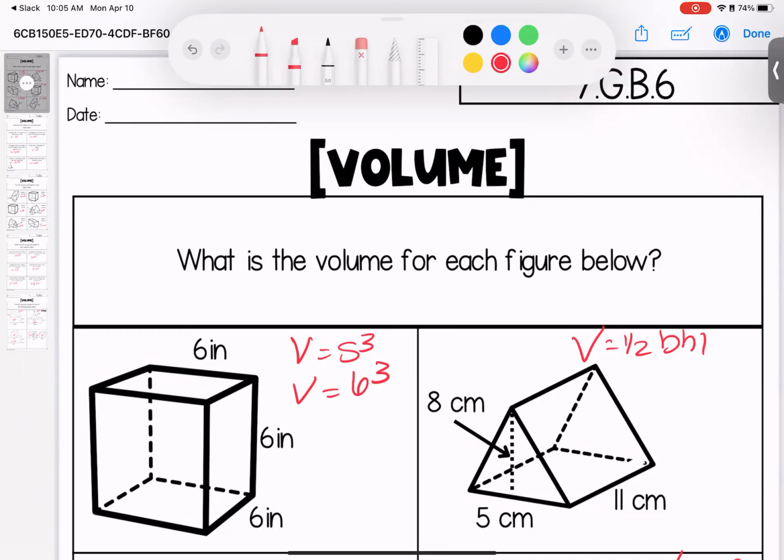Just to help in the sake of time, I went through and I put in some formulas to start us off. And yeah, let's dive in.